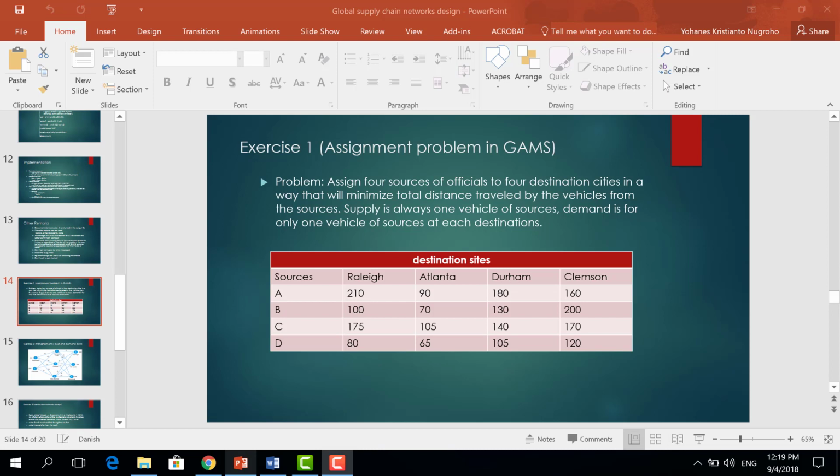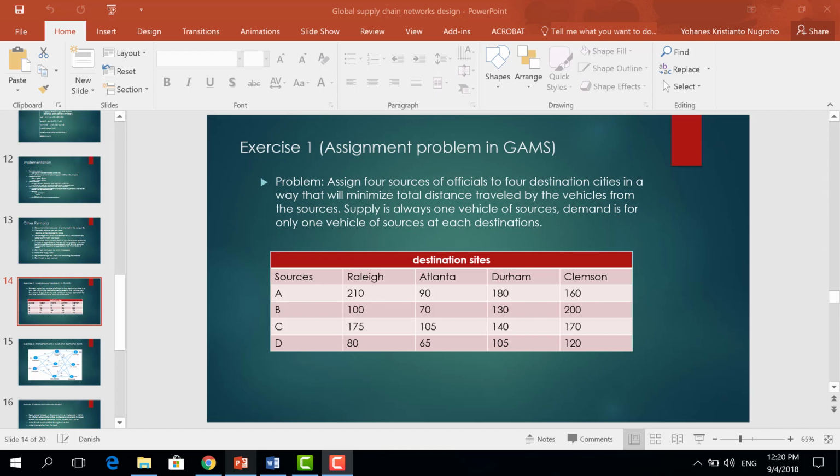In this case, we have four different sources. It can be cities, countries, anything. And these four sources must deliver to four different destinations. Here we have Raleigh, Atlanta, Durham, and Clemson. One constraint that you have to meet in the assignment problem is that one source can supply only one destination, and vice versa. One destination can receive only one source. So that's the constraint in the assignment problem.